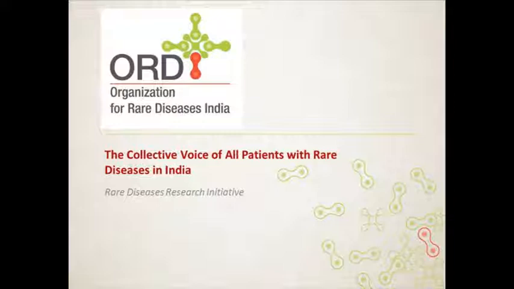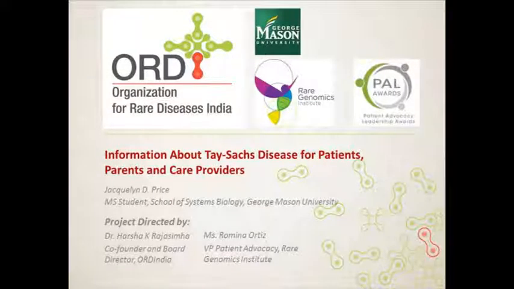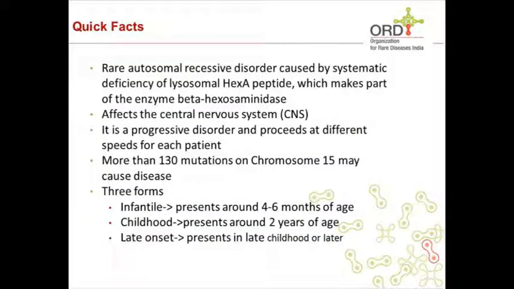Information about Tay Sachs disease for patients, parents, and caretakers. Tay Sachs disease is a rare, recessive, inherited disease that affects the central nervous system. Tay Sachs is progressive and exists in 3 forms: infantile, childhood, and late onset. Infantile Tay Sachs is the most common form of Tay Sachs disease.